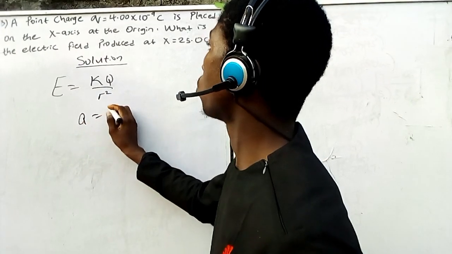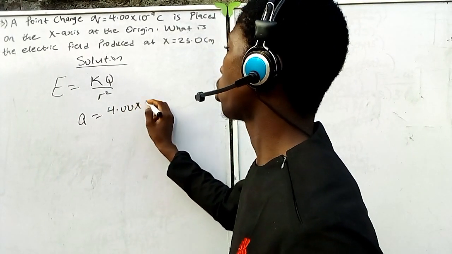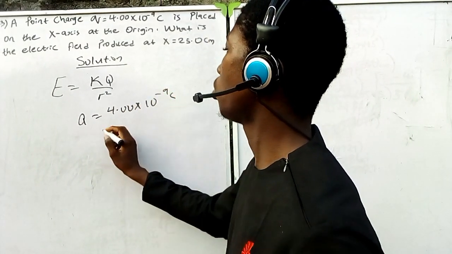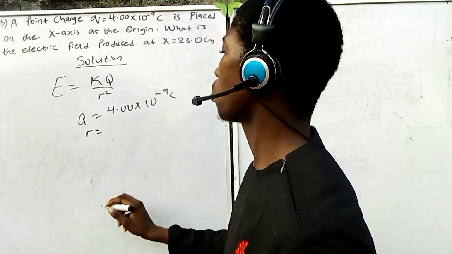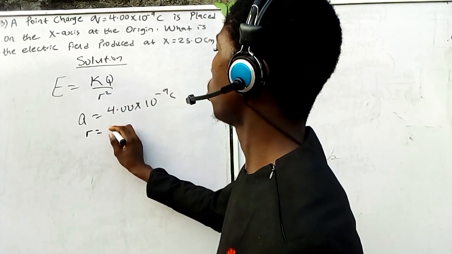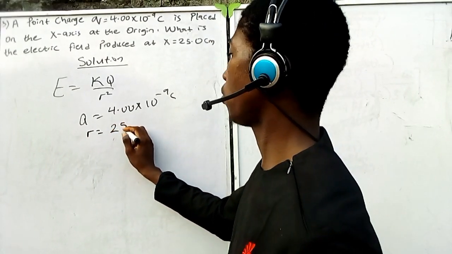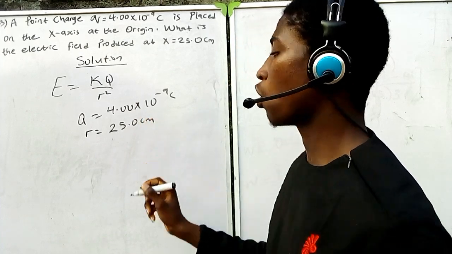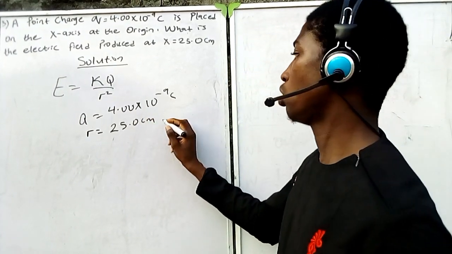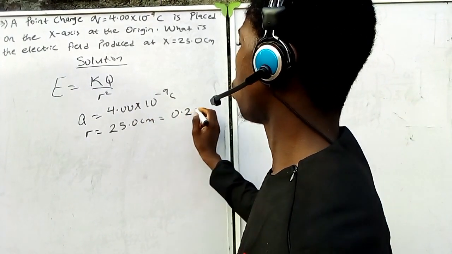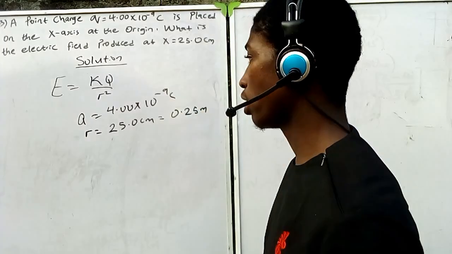Our charge is 4.00 times 10 to the power negative 9 coulomb, and our distance, the radius at the x-axis, is 35.0 cm. Converting this to meters, you divide by 100, you get 0.35 meter, right?